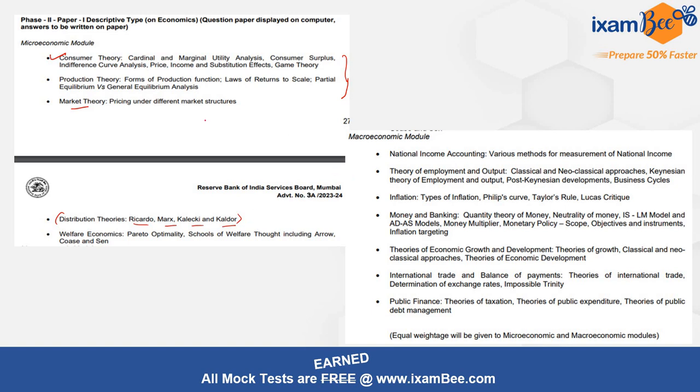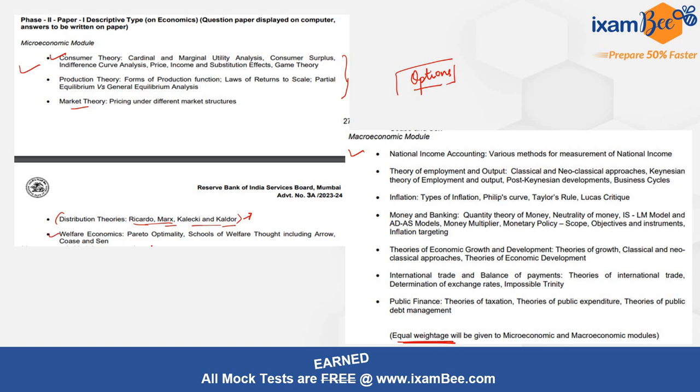Because the weightage of microeconomics and macroeconomics is equal in the paper 1 or phase 2 exam, and there are so many modules, at the max you can expect 1 question coming from this, not more. And obviously there will be options in the examination. RBI always gives options, so you don't need to really bother much if this area is not strong. Distribution theories, you haven't been able to prepare it well, that is fine. The chances of questions coming from this would be pretty low.